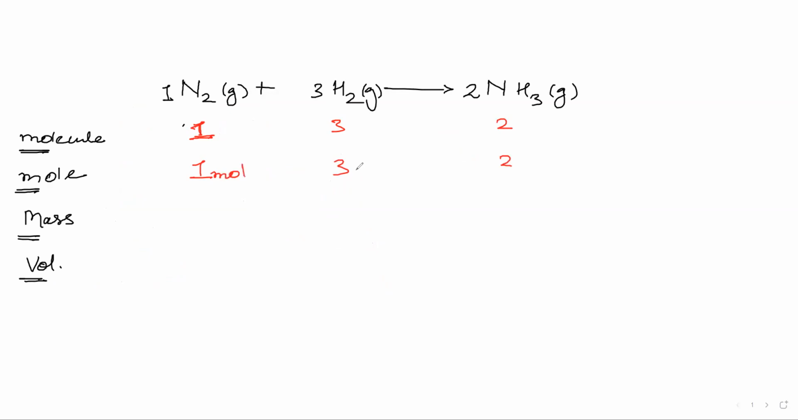This will be 1 mole, this will be 3 moles, and this will be 2 moles. Right. You will tell me the mass picture now. Take your time. Mass is 14 into 2, 28. Very good. 28 grams for nitrogen. What about hydrogen? It will be 6 grams per mole. Very good. What about NH3? 34 grams, 17 into 2. That is 34 grams. What about the volume picture?